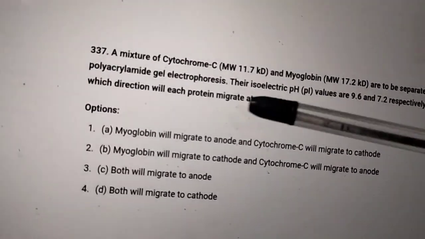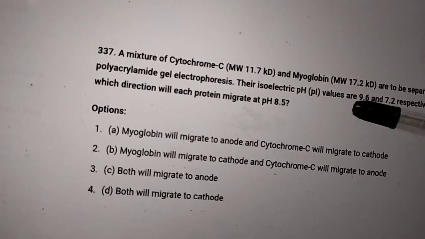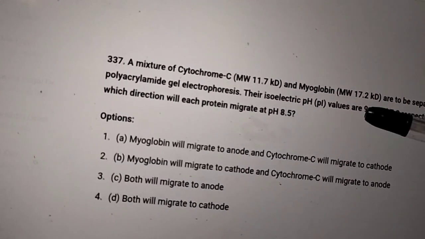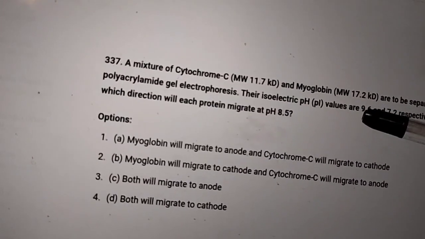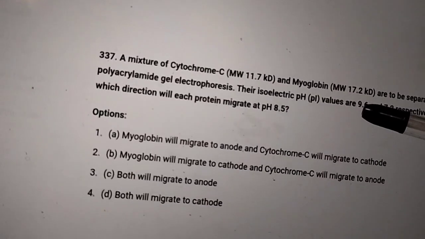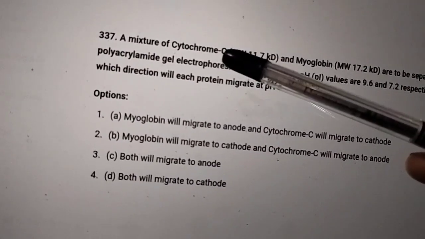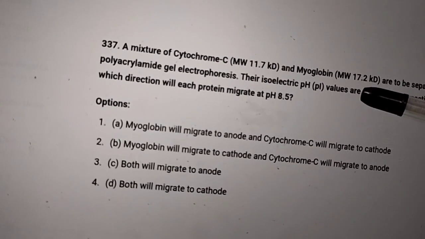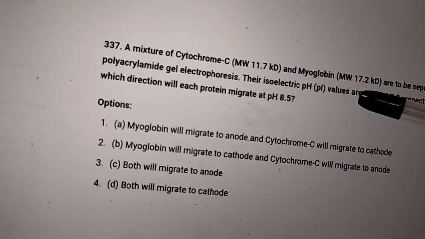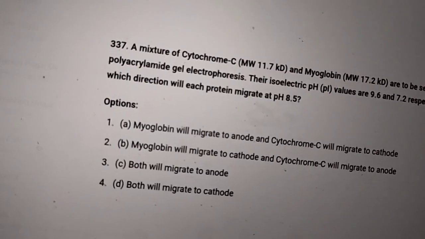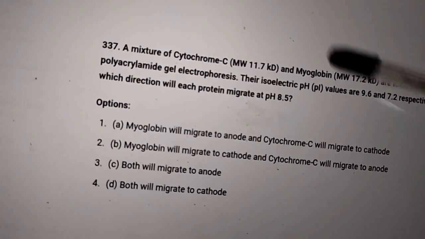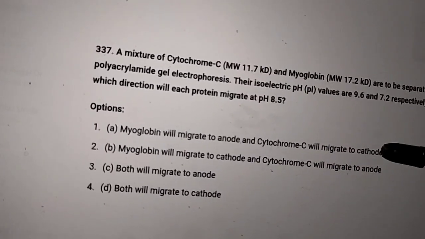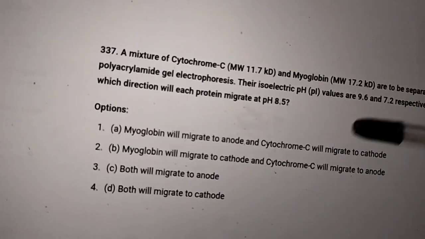So here cytochrome C has pI of 9.6 and they are migrating at pH 8.5. So in this case 9.6, that is pI, is greater than pH 8.5. So pI is greater than pH 8.5, therefore the cytochrome C becomes positive. So since cytochrome C is positive, it's a cation. So it's positive, so it will move towards the negative. Cytochrome C will move towards the negative, that is the cathode. So option A seems to be right.